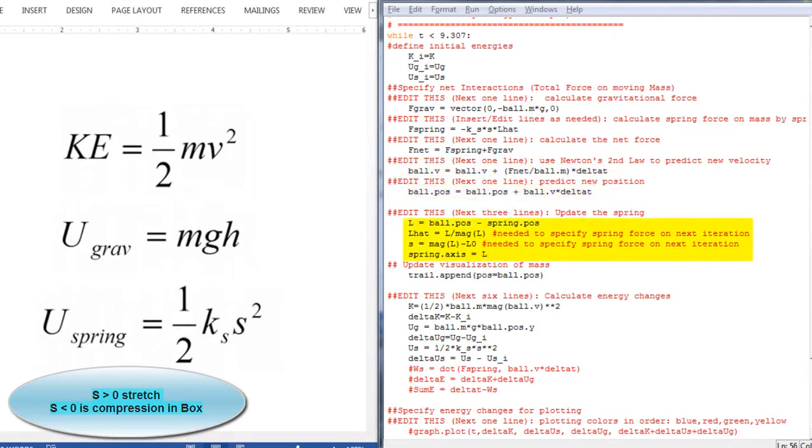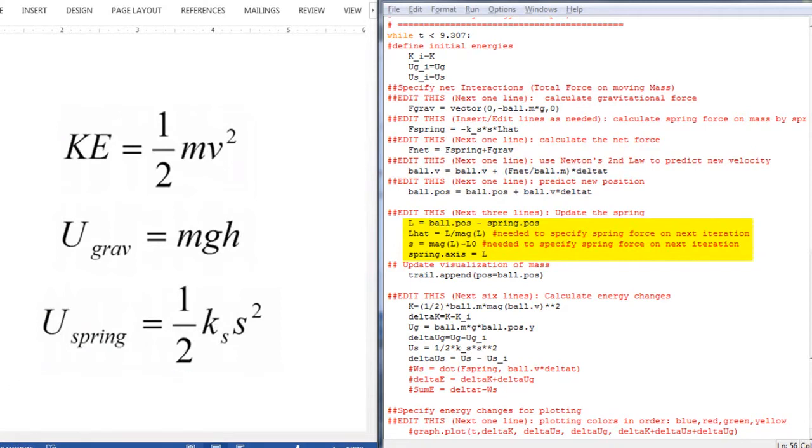Then the spring is updated in this portion of the code. The position of the spring changes, and so do the stretch and the compression. These lines make the spring move and update the visual model. The last thing that is updated is the new energy of the system at each time interval. The kinetic energy, the gravitational potential energy, and the spring potential energy change and have to be recalculated to update the proper values. Changes in these energies are then stored and plotted to notice the energy change at each time interval.